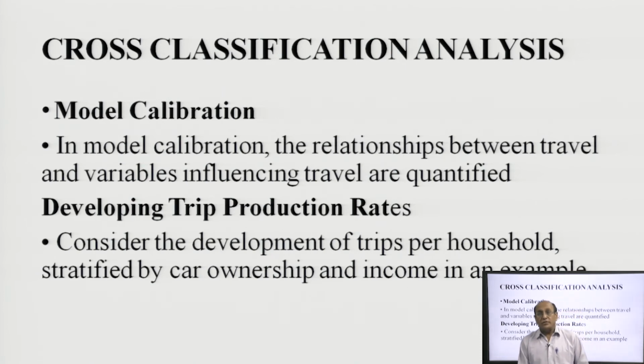Now, come to the model calibration. In model calibration, the relationship between the travel and the variables influencing travel are quantified. Developing trip production rates: consider the development of trips per household as stratified by car ownership and income as an example.